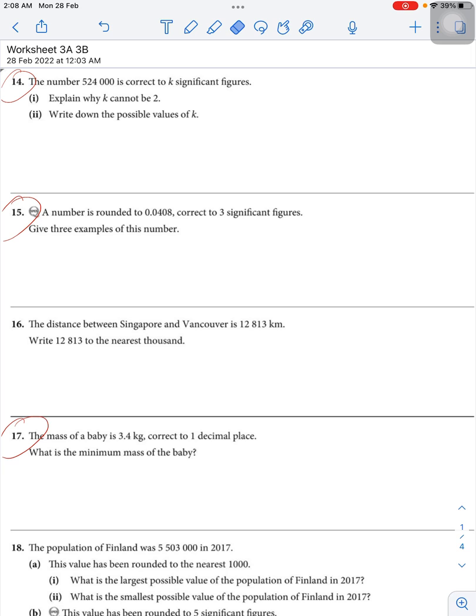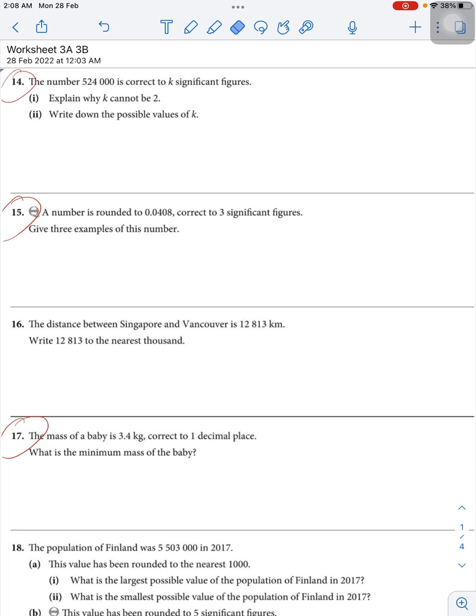Hi everyone, today we are going through worksheet 3A and 3B. Some of these questions have been circled for you in red, so we'll be going through these questions in particular. Please complete the rest as your homework. Okay, so let's start with worksheet 3A, question number 14.